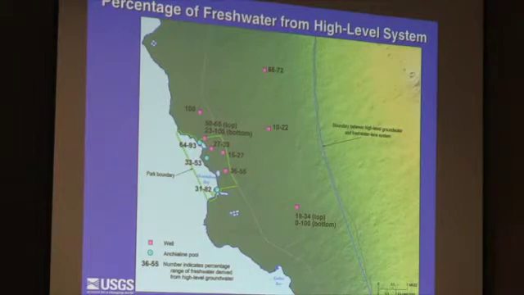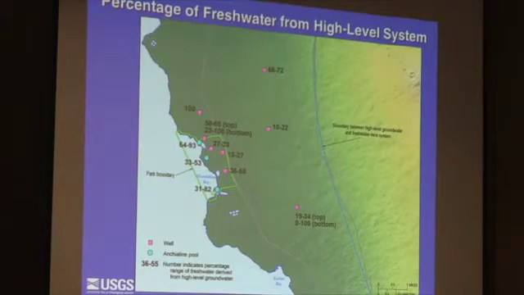There are some that are higher, even 100%, but you take that with a grain of salt. It just means that there's probably a very high fraction of that freshwater component being derived from the high-level system relative to the local precipitation. But in general, what we're seeing is that the numbers within the park are between about 25 and 70% being derived from the high-level system.